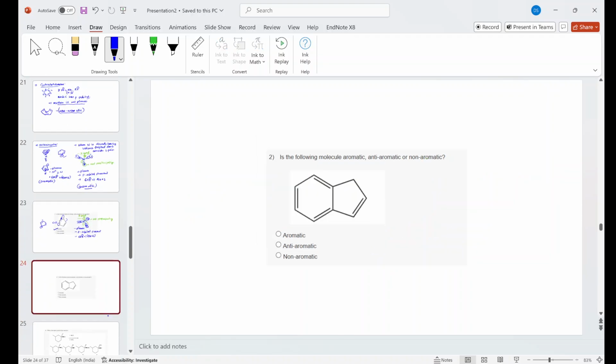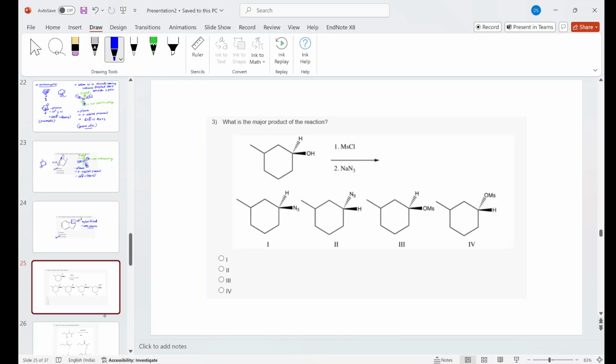Next, is the following molecule aromatic, anti-aromatic, or non-aromatic? You can see clearly that this carbon is sp3. So it is non-planar. When it is non-planar, it is not going to be aromatic or anti-aromatic, so it will be non-aromatic. Okay, I guess you understand.